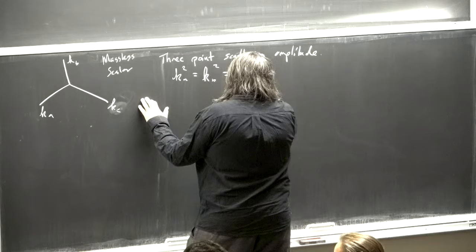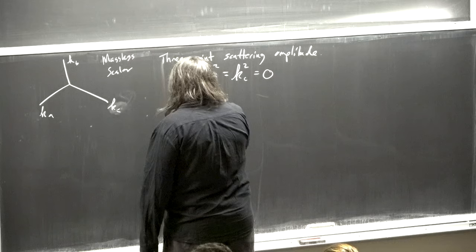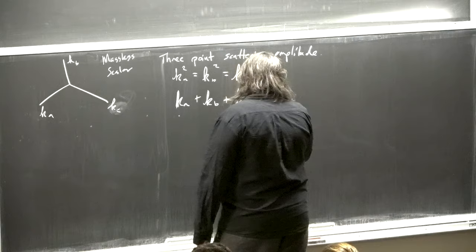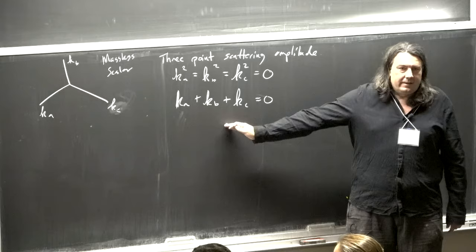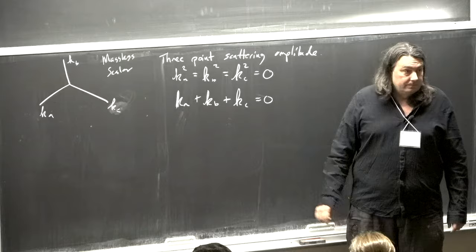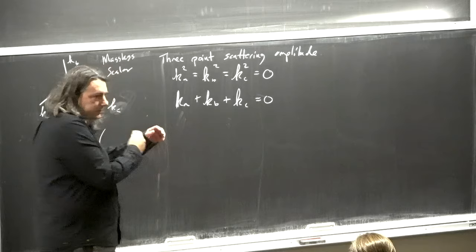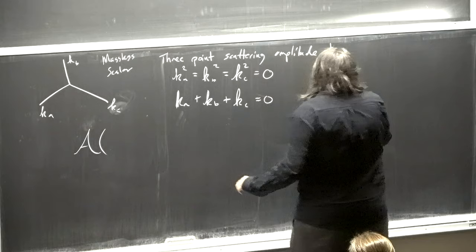All right. All these guys are zero, and momentum's conserved. Are there any non-vanishing Lorentz invariants I can write down? So what I'm looking to do is write down some sort of three-point amplitude for some scalars interacting, okay? And what I'm asking is, what building blocks can I use?